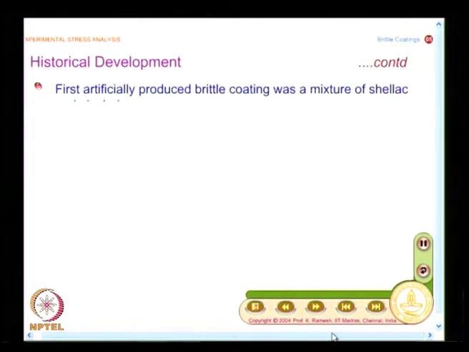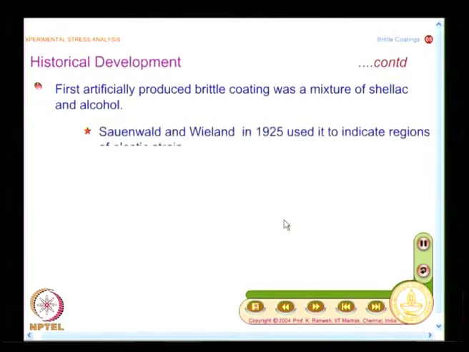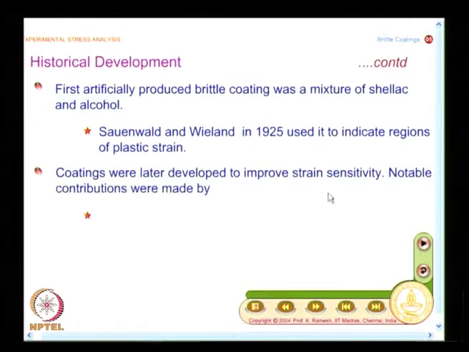And it is desirable to look at what are the contributions by various scientists, and it is also interesting to see what was the first artificially produced brittle coating. We had seen naturally formed coatings earlier. The first artificially produced brittle coating was a mixture of shellac and alcohol, and this was used by Sonwald and Weyland in 1925 to indicate regions of plastic strain.